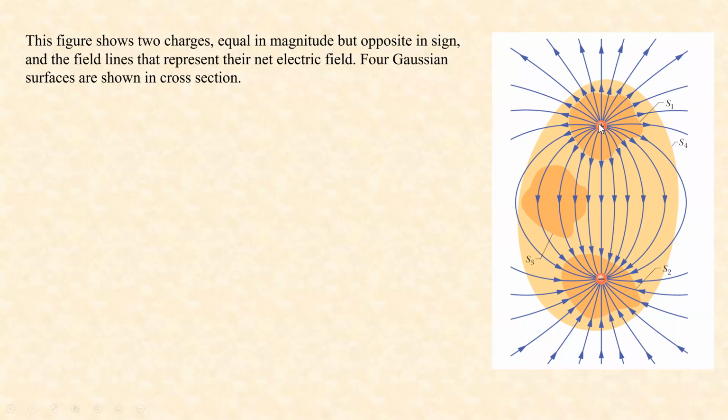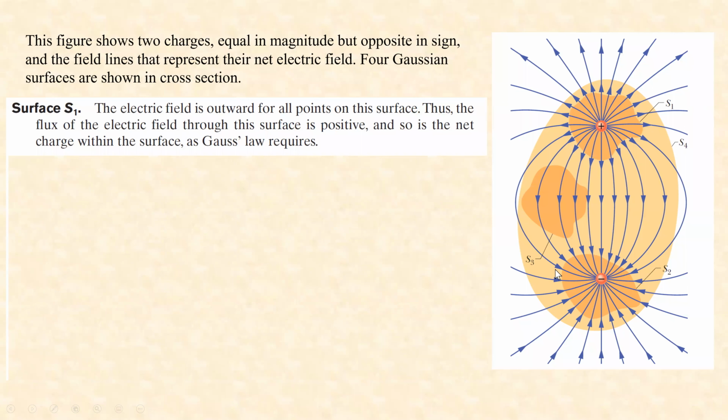Here, there are two charges, positive Q and negative Q, the same magnitude of charges. And there are some surfaces. We're looking at different surfaces. For example, this is S1, this is S2, and S3 is this one, and S4 is this large one. If you look at S1, the electric field is outward for all points of this surface. You see the electric field is going out of this surface everywhere. Thus, the flux of the electric field through this surface is positive. And so is the net charge within the surface, as Gauss law requires. So this illustrates how it works.